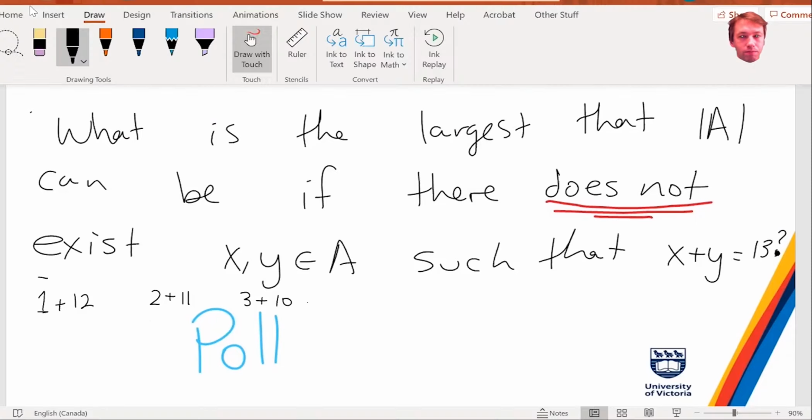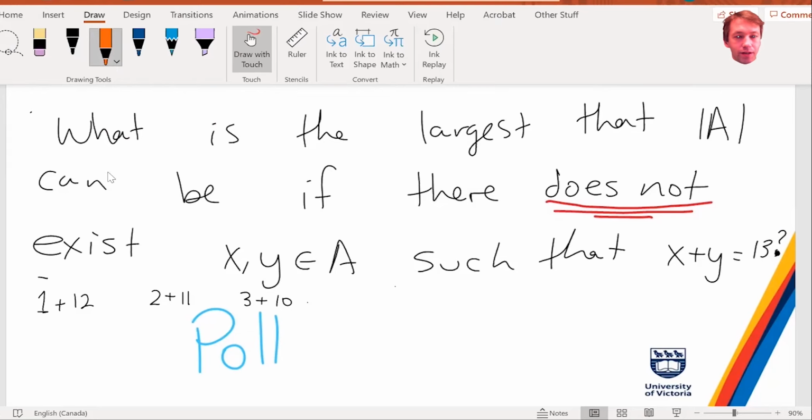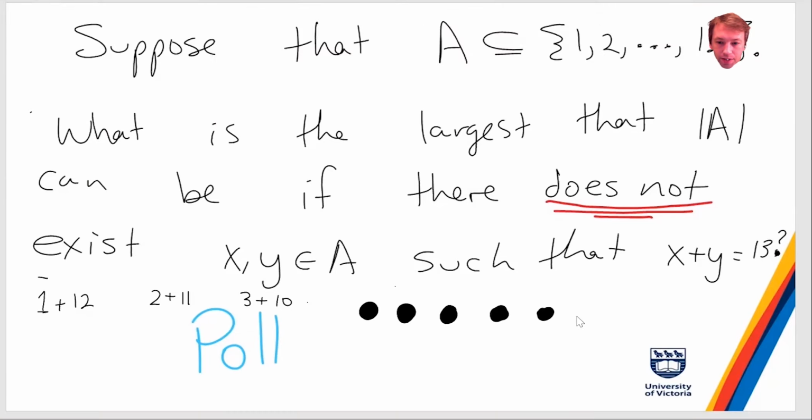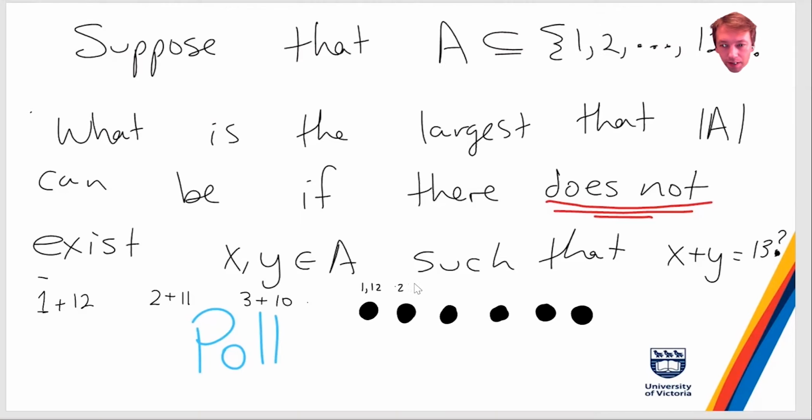So you can think of breaking the numbers 1 up to 12 into these pigeonholes. Imagine I've got a hole. There are actually going to be 6 different holes. This hole corresponds to the numbers 1 and 12. And then I've got 2 and 11, 3 and 10, 4 and 9, 5 and 8, 6 and 7.